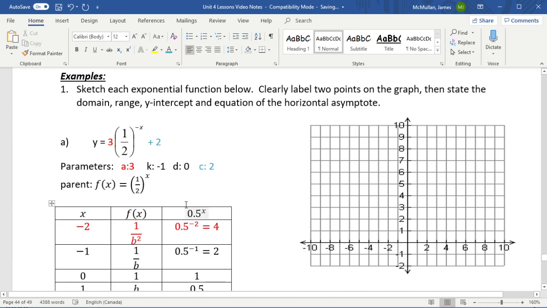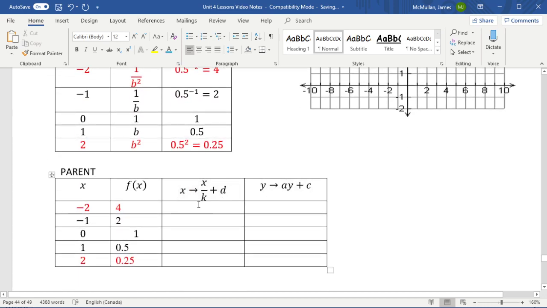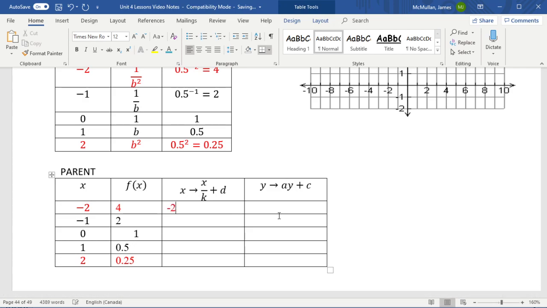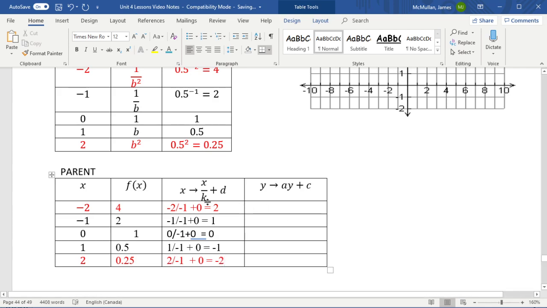Okay, so let's go ahead now, and I can go down here, and I can make my transformation equation. So I start with negative 2. Okay, I divide it by k, which is negative 1, and then I add 0. That's all I'm doing. So negative 2 divided by negative 1 is positive 2. Negative 1 divided by negative 1 plus 0 is positive 1. 0 divided by negative 1 plus 0 is still 0. 1 divided by negative 1 plus 0 is equal to negative 1. And 2 divided by negative 1 plus 0 is equal to negative 2. So here are my new x coordinates: 2, 1, 0, negative 1, negative 2.